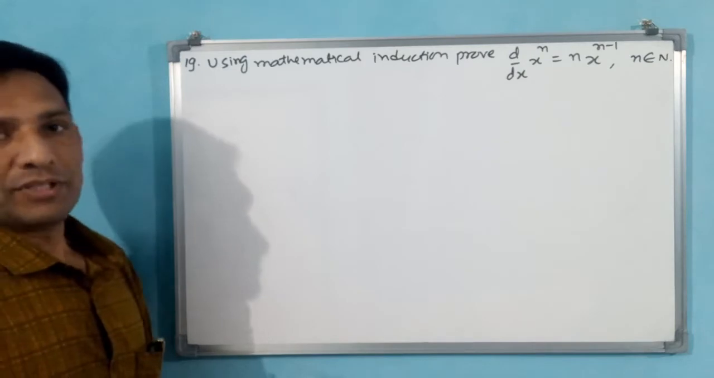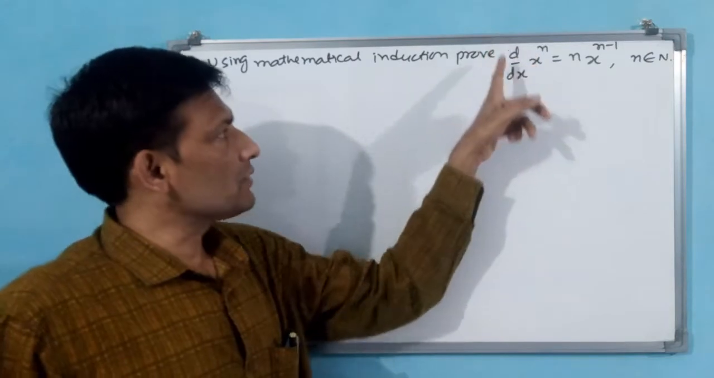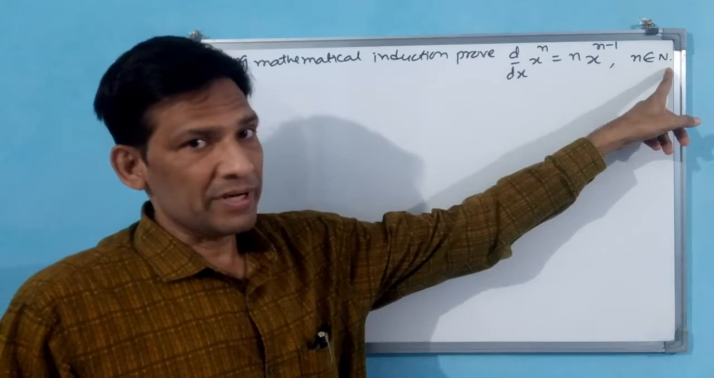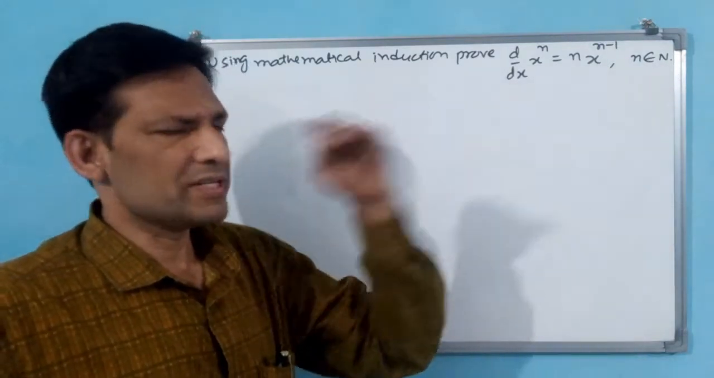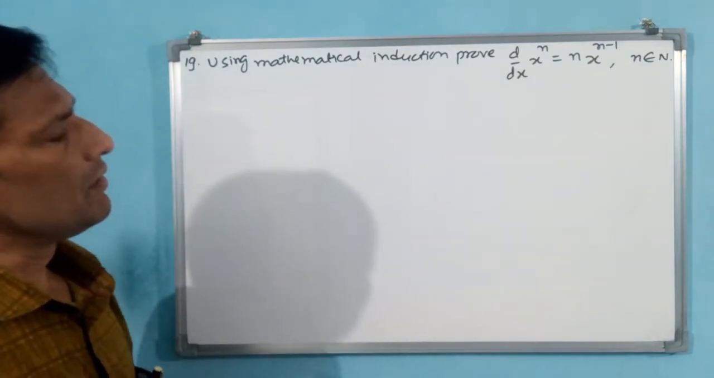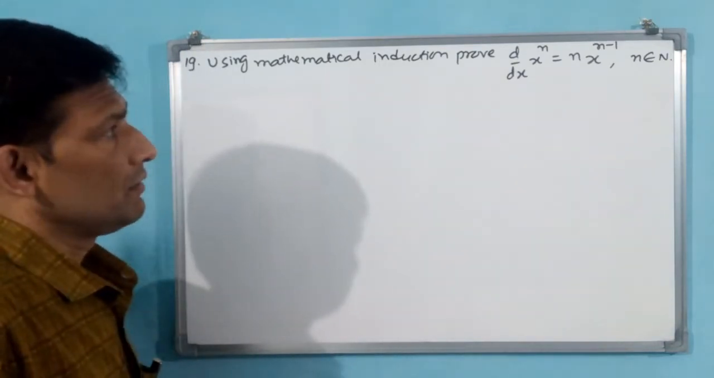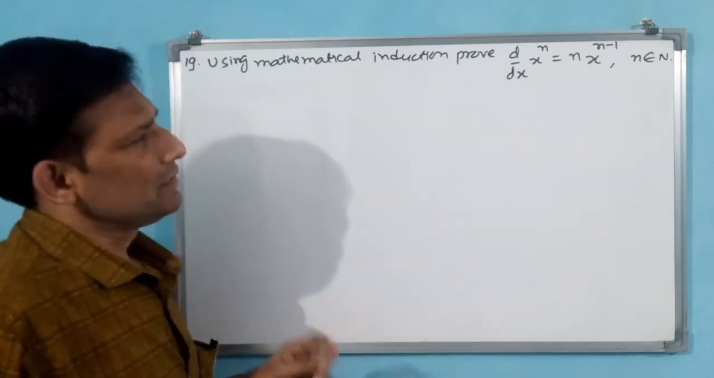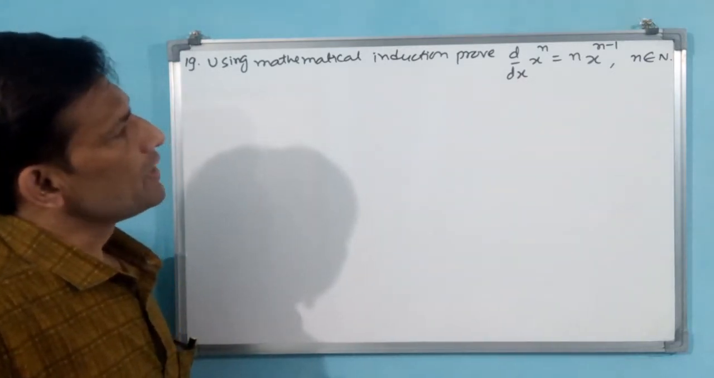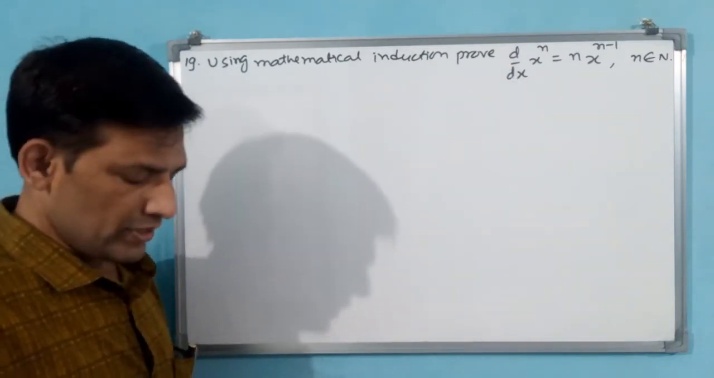See the 19th question. Using mathematical induction, prove d by dx of x power n is equal to n into x power n minus 1, where n is a natural number. All positive integers, like they have given. All positive integers means this only. 0 also you can take, but okay, let it be. We will take this only. See how to proceed further.